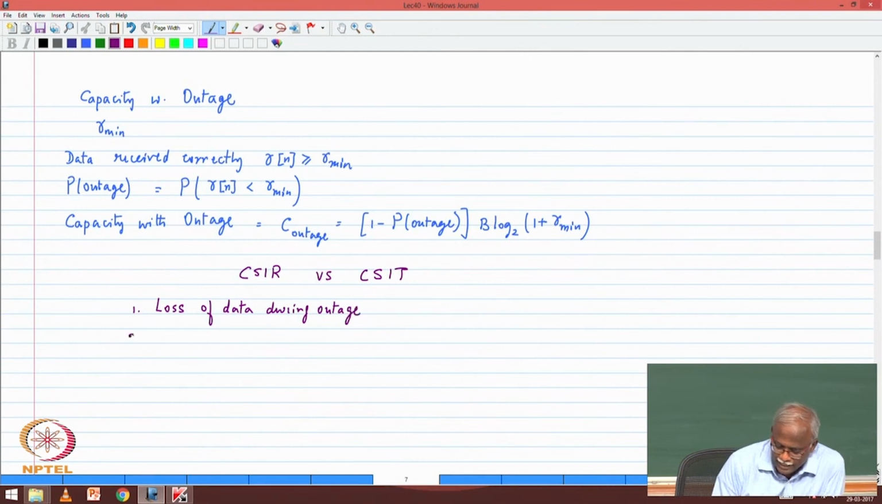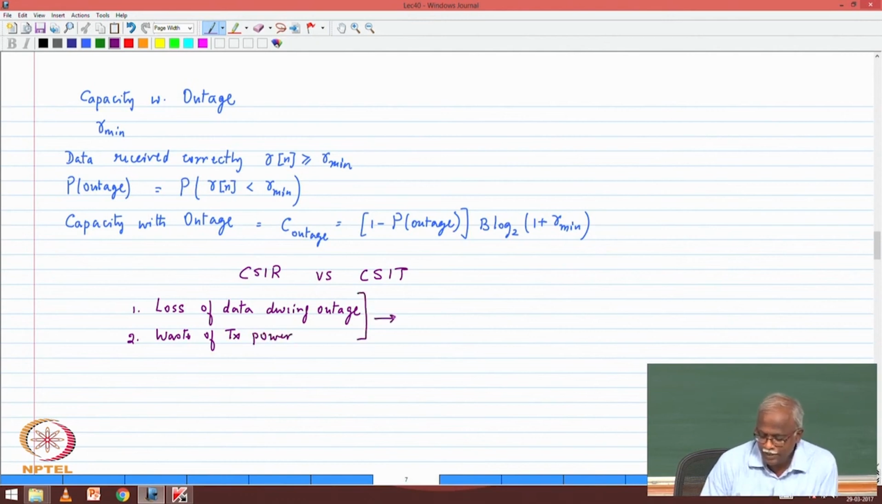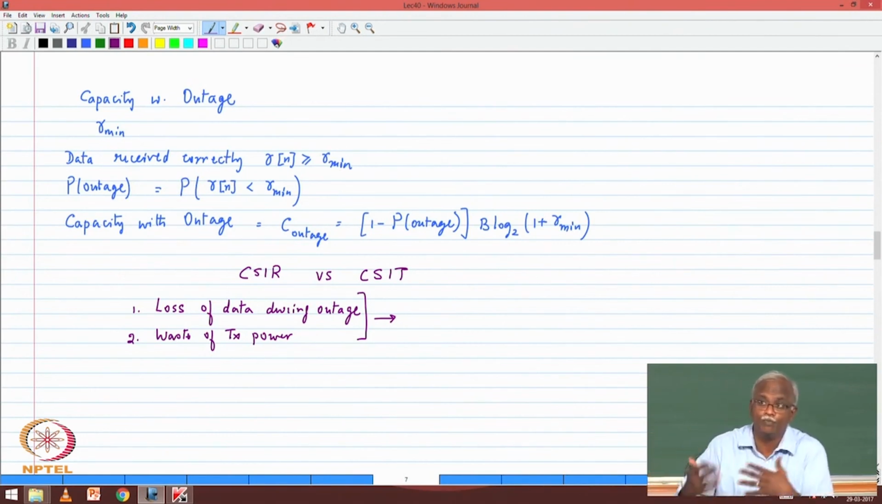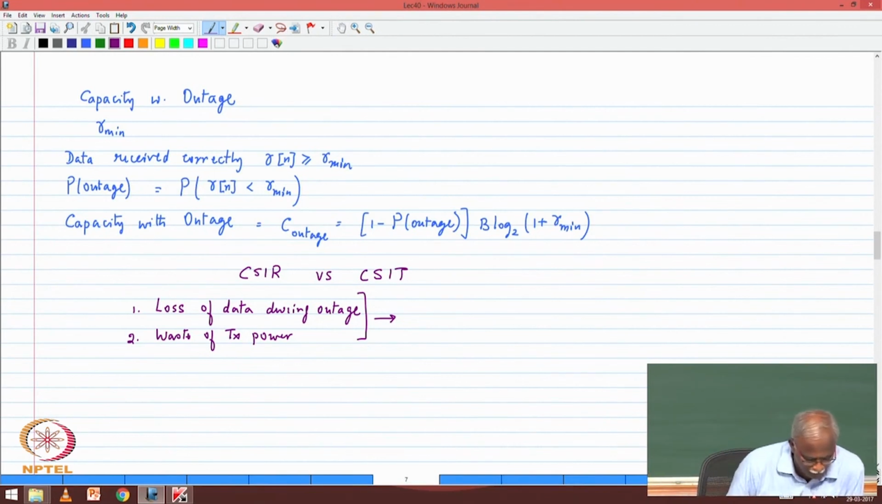Probably another related element, which we may omit but is going to be important in the context of today's lecture, is that we have also wasted power. Is that a correct statement? Because this data did not go through. So there is a waste of Tx power. Now if I had CSIT, then I could have avoided both of these things. One is I would not have transmitted, so there's no notion of loss of data. Second is I would have used this transmit power for better scenarios to transmit more data. So CSIT avoids both these things and actually takes benefit from both of those.